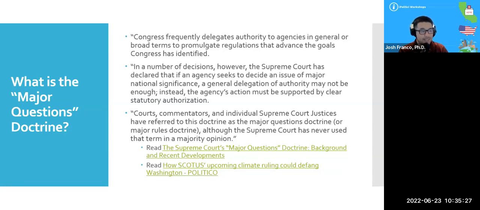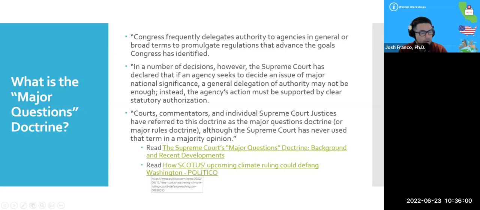Another way of putting that is that Congress can't just say, oh, it's up to this department or agency at the federal level to make rules about what we're talking about. Congress has to say what in general or specific those rules need to be, as opposed to just saying it's up to the executive branch to make the rules. Courts and commentators and individual Supreme Court justices have referred to this doctrine as the major questions doctrine or the major rules doctrine, although the Supreme Court has never used that term in a majority opinion.